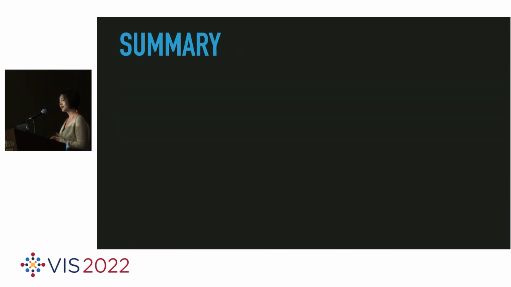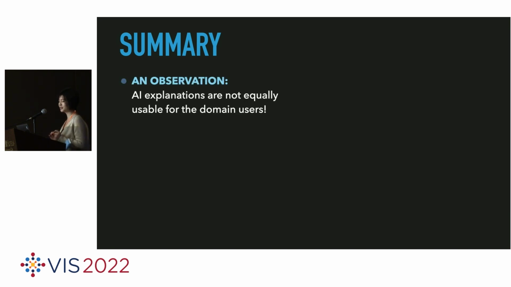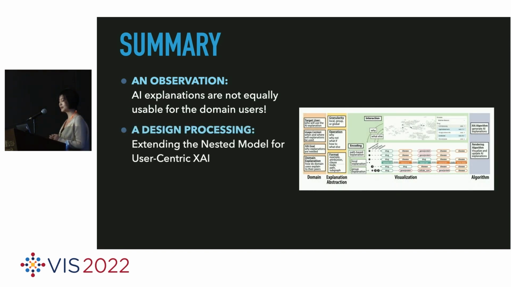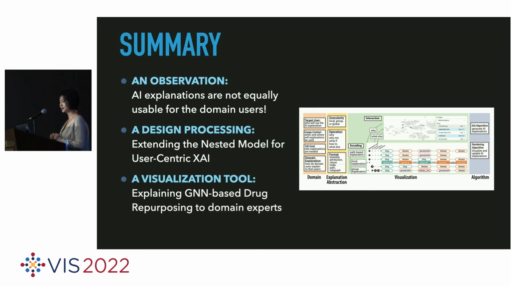In summary, here are three main takeaways. First, not all AI explanations are equally usable for the end users, and we should keep that in mind when designing AI visualization tools. Second, we present a design process where we extend the nested model for user-centric AI, and we design a visualization tool based on this design process. We believe the observations and insights from the design process and the visualization tool can be generalized to many other domains.